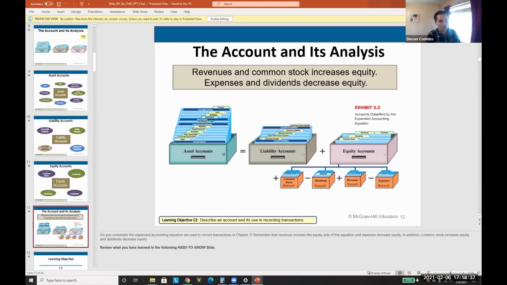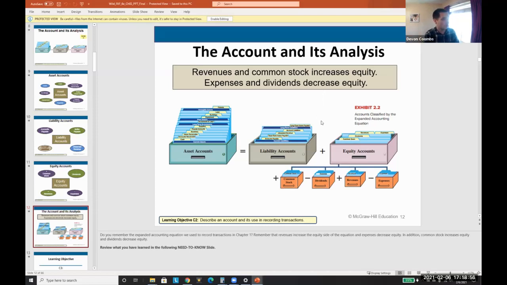Okay, and then here's just revenue and common stock increase equity, expenses and dividends decrease equity. Again, if expense, that makes sense, right? If we spend money, we are going to decrease our equity if we have an expense. If we distribute money to the owners, then we're going to decrease our equity.